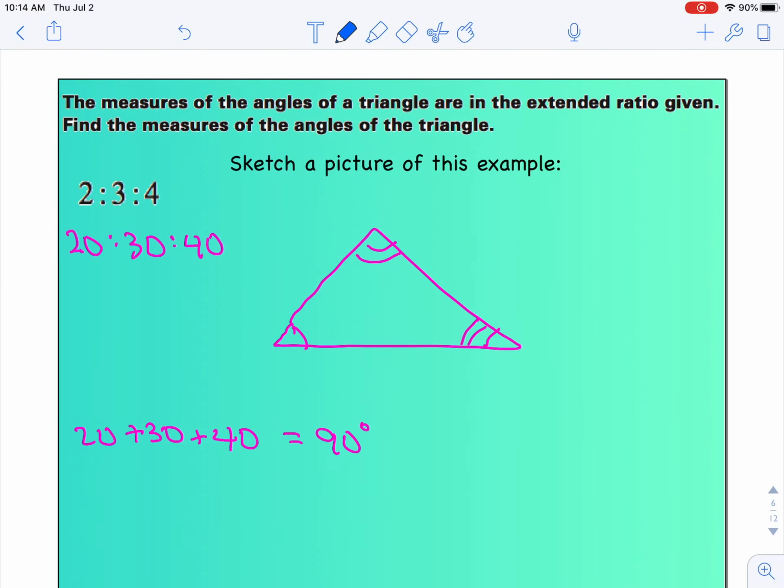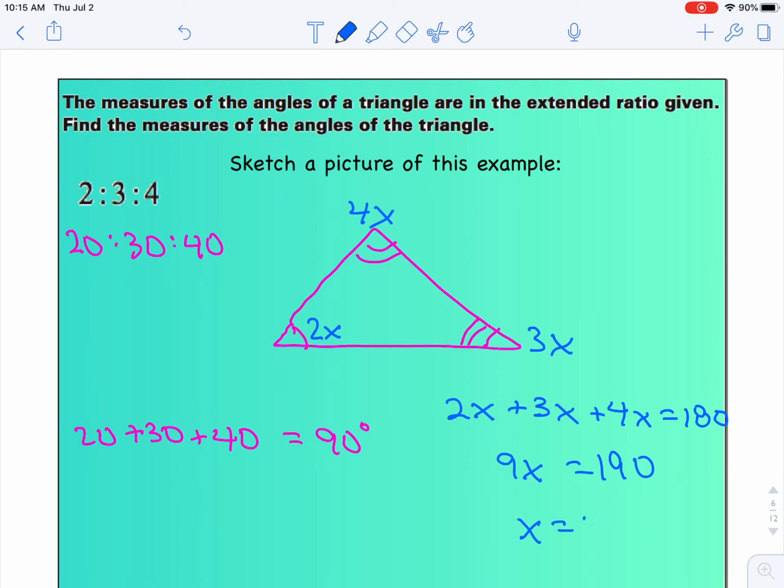So what we do is we say, okay, if this is 2 times some number, this one would have to be 3 times some number, and this would have to be 4 times some number, and those would have to add up to 180. So we take 2x plus 3x plus 4x and set it equal to 180. So we have 9x equals 180, so x equals 20.